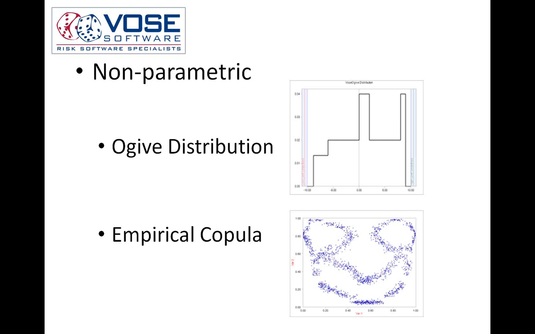Rather than trying to find parameters that make a parametric distribution or copula or time series most closely fit the data, we're using the actual data itself to build an empirical data-driven distribution or copula that we can then use in our risk analysis models.